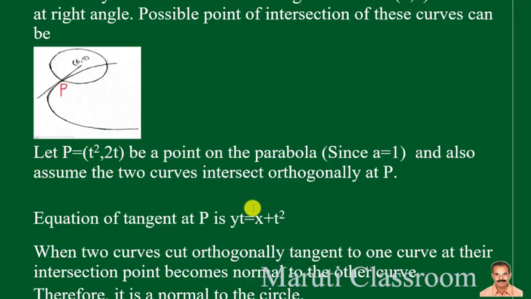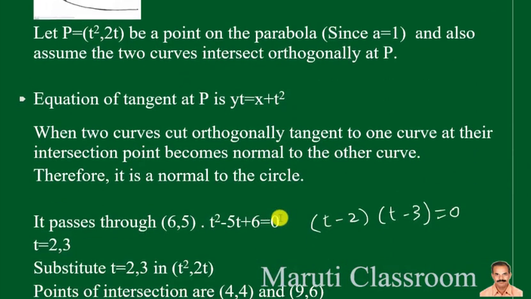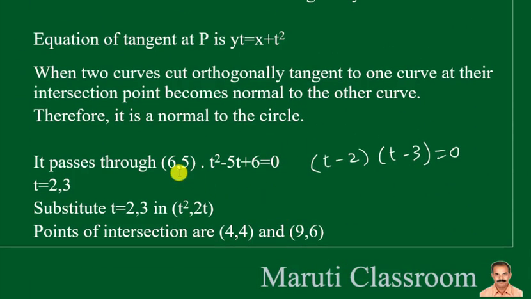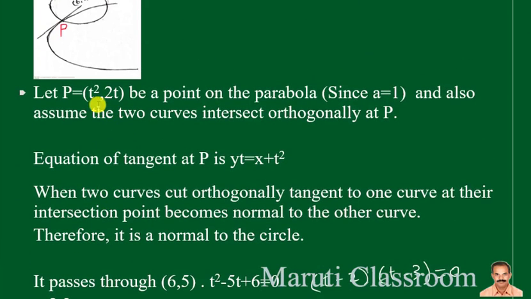Every normal of a circle passes through its center. The center of the circle is given, that is (6, 5). So this line passes through (6, 5). Substitute (6, 5) in this equation. Then it becomes t square minus 5t plus 6 equals 0. That implies (t minus 2)(t minus 3) equals 0. We will get t equals 2 and 3. Substitute t equals 2 and 3 in the point (t square, 2t). Then we will get the points of intersection of the circle and parabola where they intersect orthogonally.